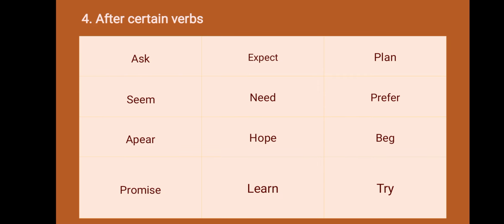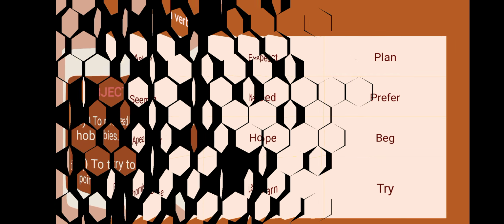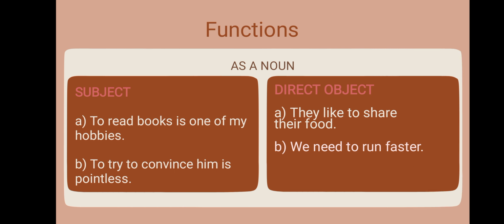Okay, above all, to infinitives have several functions. To infinitives or full infinitives can function as nouns, adverbs, adjectives, and complements. Nominal to infinitives can be used as subjects and direct objects in a sentence. If to infinitives are used at the beginning of a sentence, it functions as a subject.